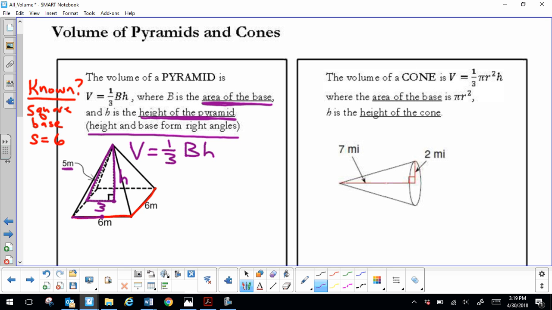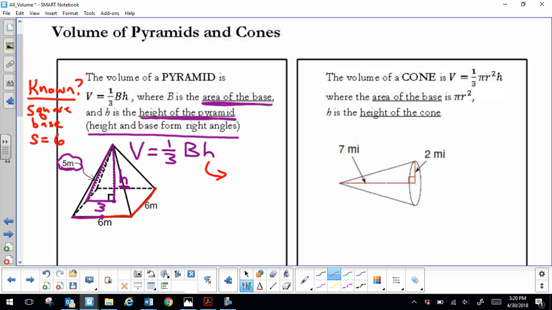So I've got 2 things I need to worry about. We know we've got a square base. We know our sides are worth 6. I've got a triangle that's going to help me determine what the height of the pyramid is. So we're going to do that first. Let's get that straight. We're going to use Pythagorean theorem to solve for the height.